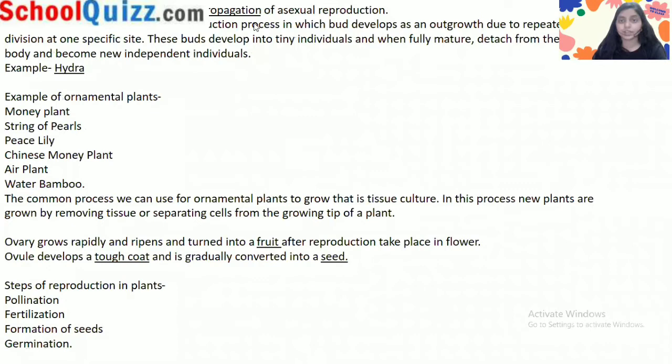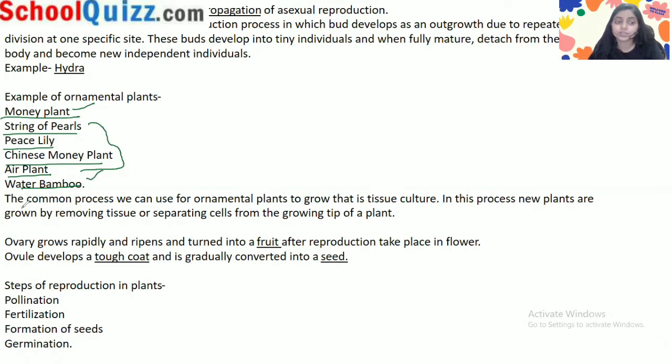Firstly, you have to tell them the examples. What are examples of ornamental plants? Money plant, string of pearls, peace lily, Chinese money plant, air plant, water bamboo. The money plant and water bamboo you have seen. For general knowledge, you can see the others on Google. If you type these names, the pictures will show.